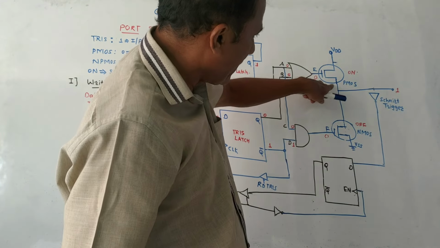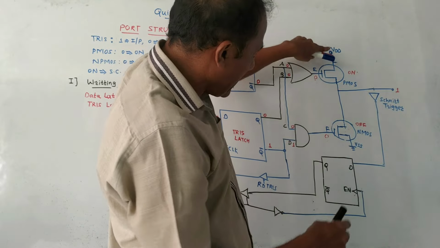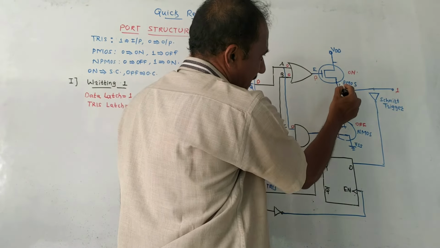This PMOS is on. ये ऑन है मतलब यहाँ पे शॉर्ट सर्किट हो जाएगा. यहाँ पे हम लोग VDD दे रहे हैं तो डायरेक्टली ये VDD यहाँ पे आ जाएगा.